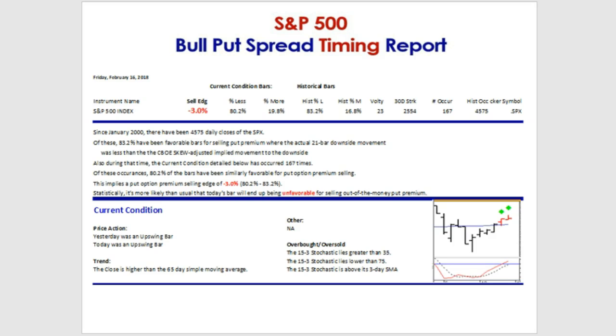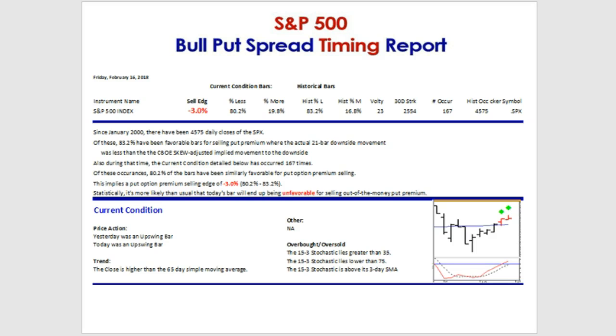All right, so if that's the case, and we're looking at those 4,575 daily closes of the SPX, of those, 83.2% have been favorable bars for selling put premium, where the actual 1 month movement to the downside, 21 trading bars, was less than what the SIBO skew adjusted VIX was implying to the downside. Okay, so 83.2% of the time the market does not move down and hit what would be your puts down there.